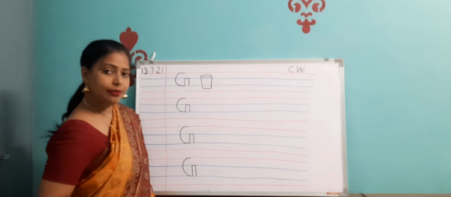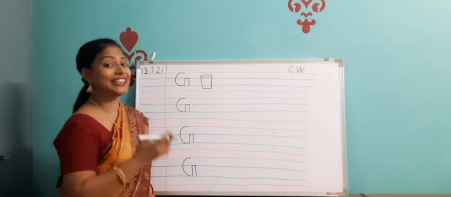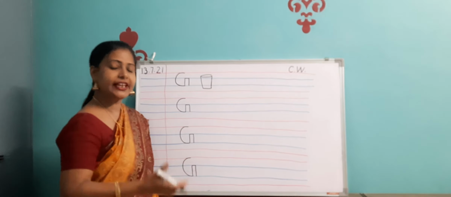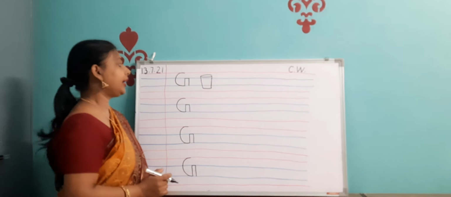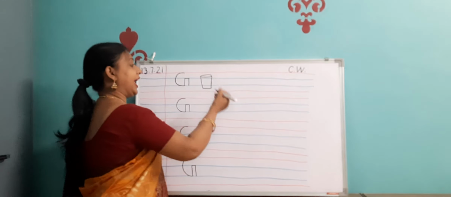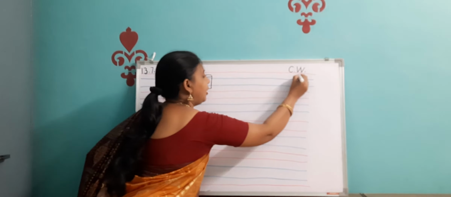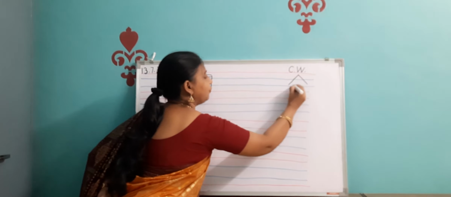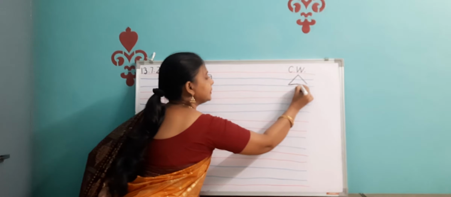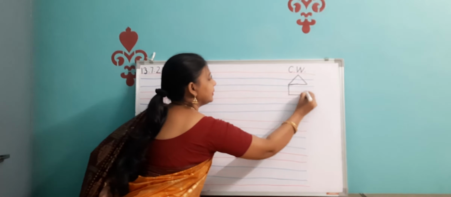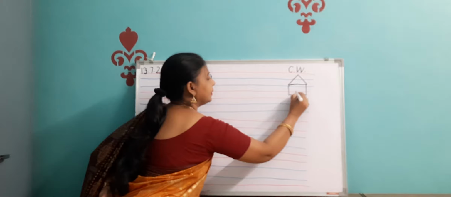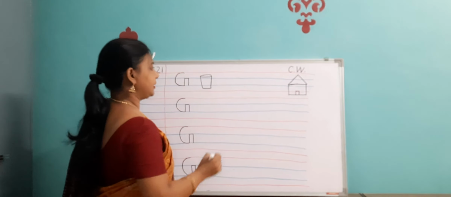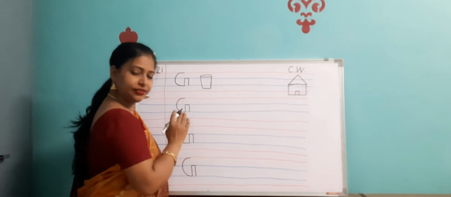Now after G comes H. Yes, H for horse, H for hut. Okay, or H for hat. So here we'll draw a hut. This is a hut. Now we are going to write H. It's very simple.